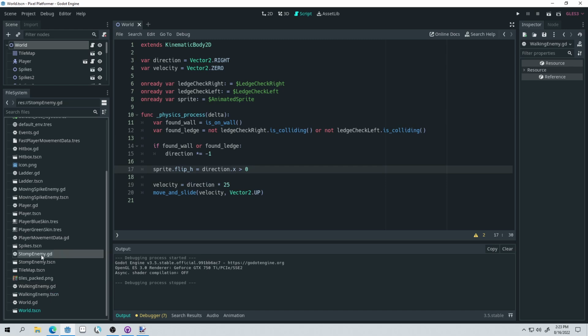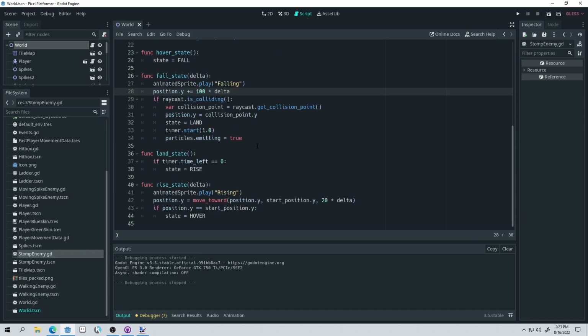If we come into our stomp enemy, it uses position.y move towards, and we're already multiplying by delta here. Since we're not using move and slide in the stomp enemy, we need to make sure to multiply by delta. And we're already doing that, so we're good.